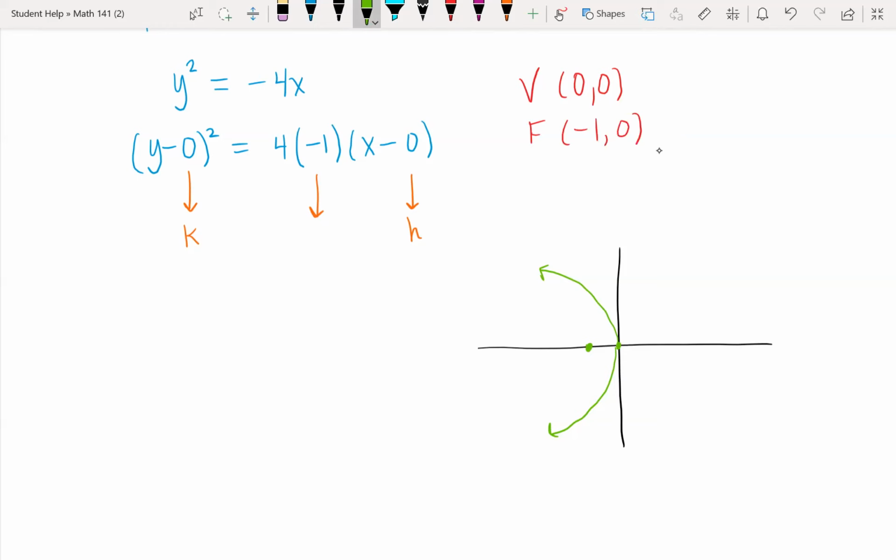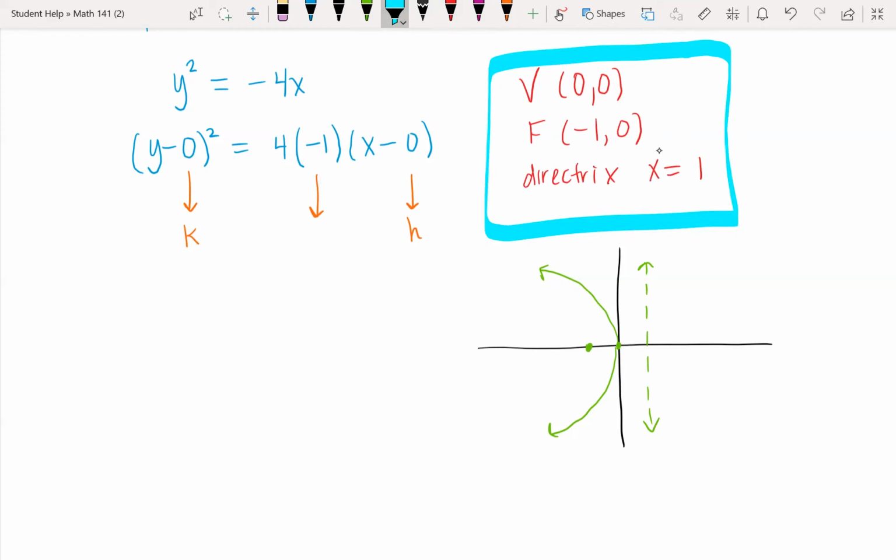And then the directrix is going to go the opposite direction. It's going to go to the right of the vertex. So the directrix is going to be the line x equals 1. And so this is all the key information that we were asked to find.